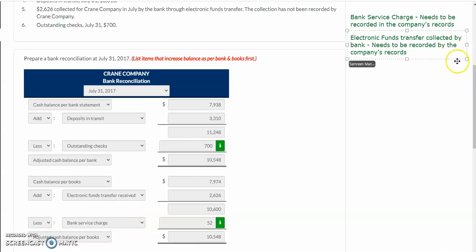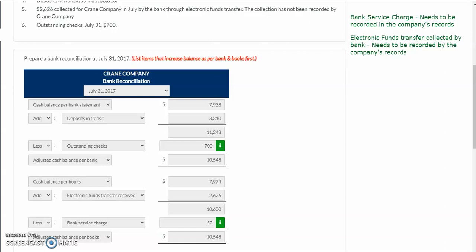Okay. Then we also were given in our data the bank service charge. So we need to subtract out that bank service charge. And because we haven't recorded this yet, anytime you have a charge, that means that you've paid for something. So that's going to be a credit to cash, and you're going to debit the bank service charge expense. Once you do this part of the reconciliation, you take your cash balance per books, add the electronic funds transfer received to get a subtotal, subtract out the bank service charge, and then you get your adjusted cash balance per books. These two amounts are exactly the same.